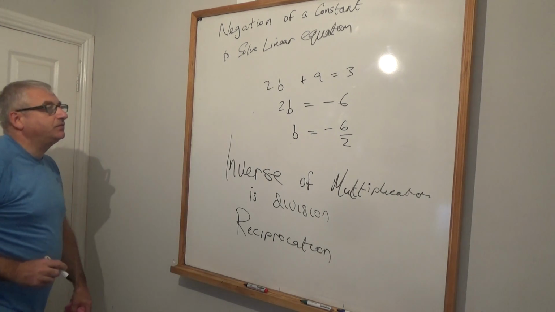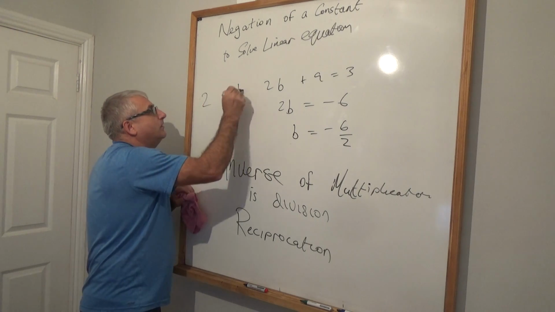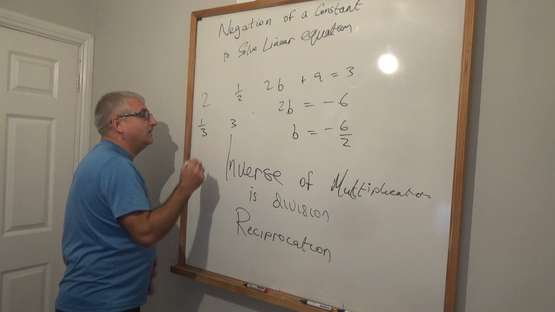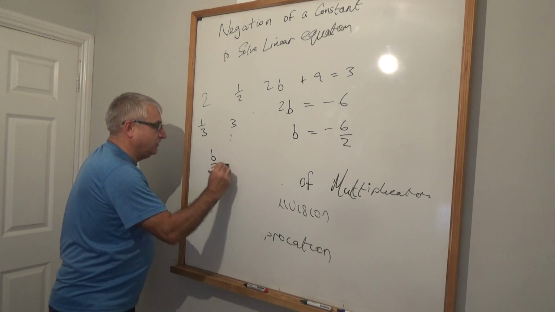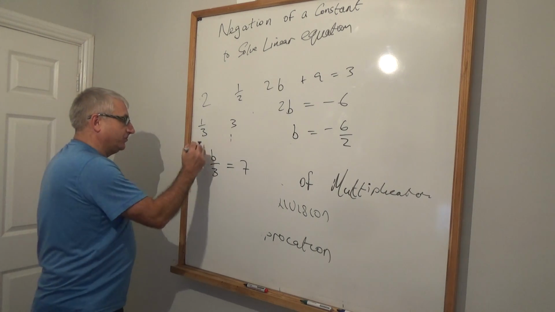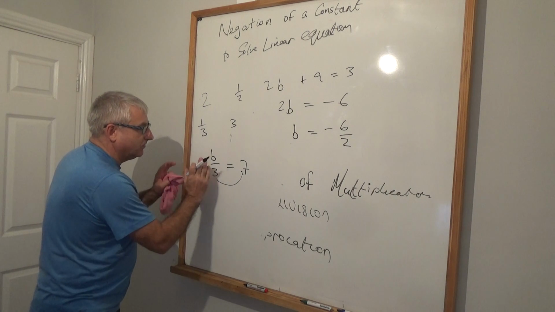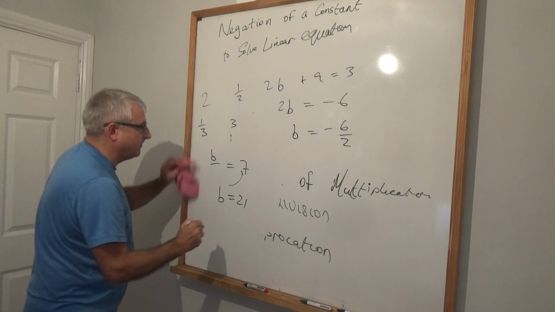Okay, so the reciprocal of 2 is 1 over 2. The reciprocal of 1 over 3 is 3. We'll see that come later when we have something like b over 3 equals 7. The reciprocal of a third, so that 3 will come up to multiply. You say, okay, instead of dividing by 3 here, I'm going to multiply by 3 here. You get b equals 21, which would be correct.